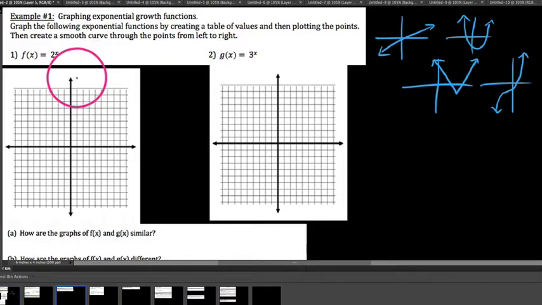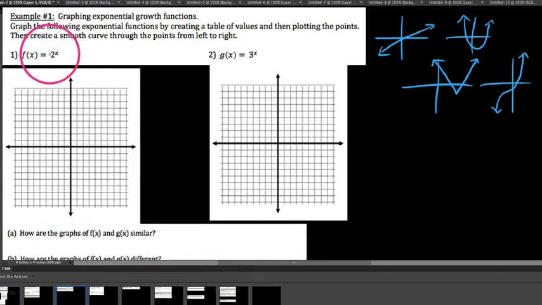So when it comes to graphing functions, you'll notice that we have two functions here, f of x and g of x. And it says here what we want to do is graph the following exponential functions by creating a table of values and then plotting the points. Then we'll create a smooth curve through the points from left to right and look at these two graphs here.